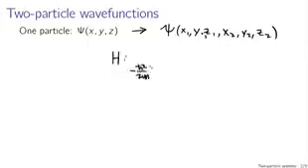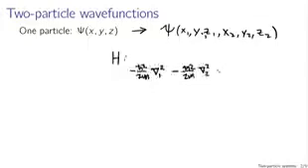over 2m times, and I'll write this as gradient squared with a subscript 1 minus h bar squared over 2m gradient squared with a subscript 2, where the gradient with a subscript 1 refers to partial derivatives with respect to x1, y1, and z1, and the subscript 2 refers to partial derivatives with respect to x2, y2, and z2. Essentially, this is the momentum of particle 1 in operator formalism with wave functions, and this is the momentum of particle 2.